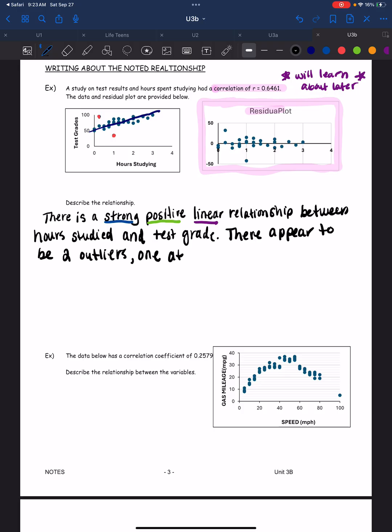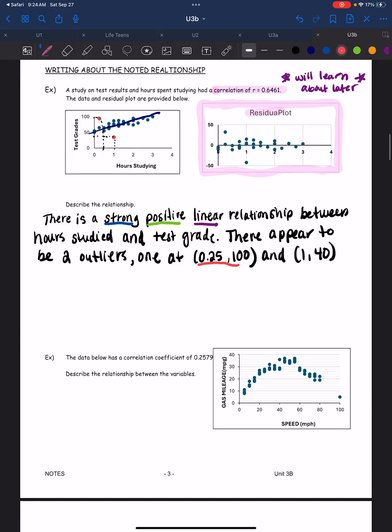One at, I really don't know, halfway would be like here, so maybe we would say at 0.25 and 100, and the other one is at 1, and their test score, I don't know, is maybe like 40. I'm just not the best at estimating these things right now. The other one's probably at like 90, whatever. So there appear to be two outliers. Again, I've talked about the strength, form, and direction, and I've gotten those data points that are looking good.